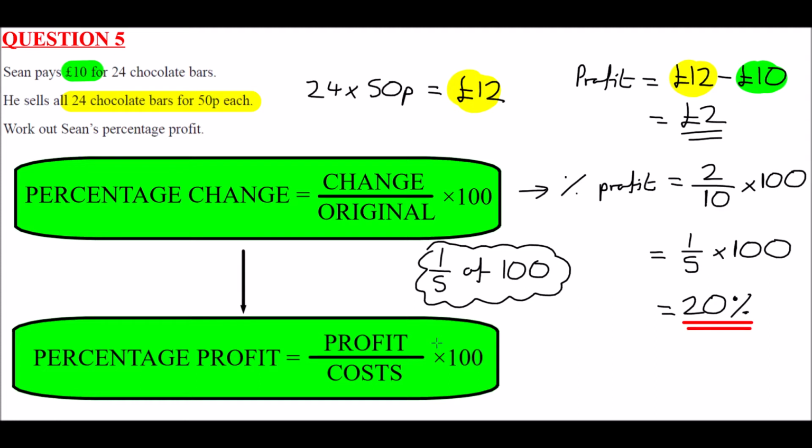Another way you could have done it, instead of thinking of a percentage profit, you could have thought about what his fractional profit is. As a fraction, his profit is just simply this 2/10, which is 1/5. What's 1/5 as a percentage? 1/5 of 100, 20%.